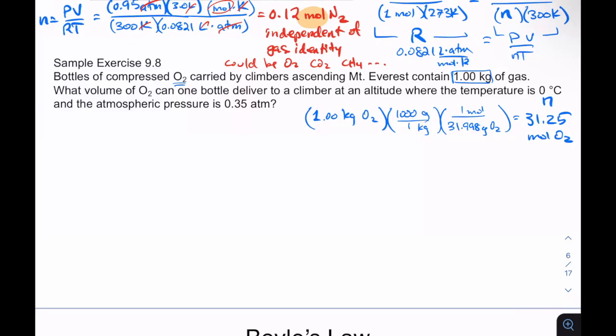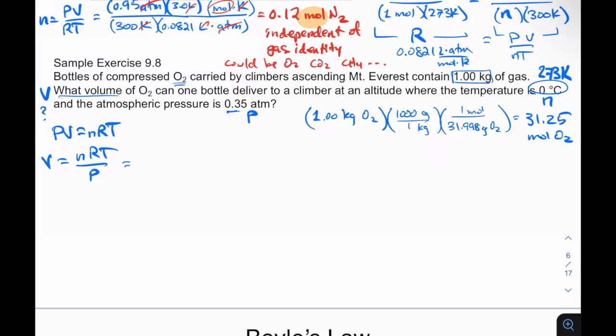What about temperature? What's temperature? 273. What's the pressure? 0.35 atmosphere. And what are we missing? Volume, but that's what we're asked to calculate. So that's our unknown. Okay, so now we can solve this. We need to rearrange PV = nRT to solve for volume. All right, let's do it. PV equals nRT. Solving for volume, V is equal to nRT divided by pressure. We know all of those values.